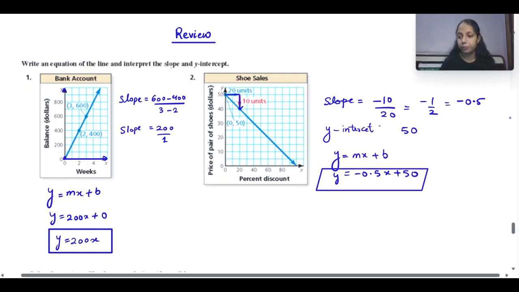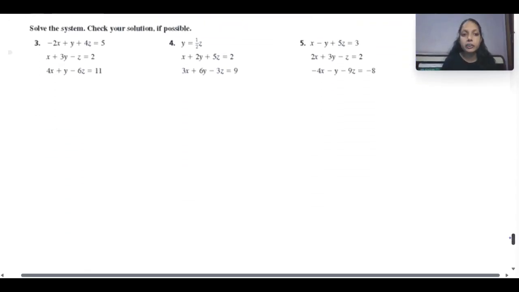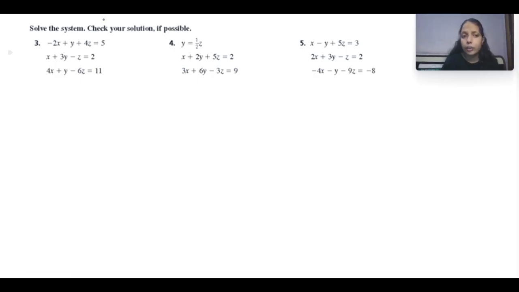So next, we have a system of equations. Check your solution if possible. So let's solve question number 3. This is the first equation, second and third.